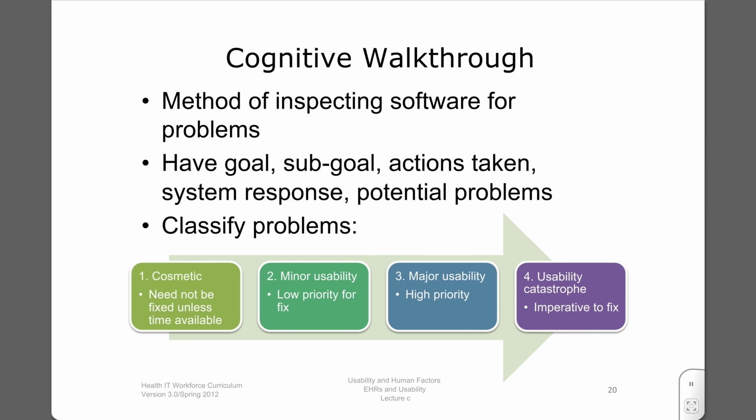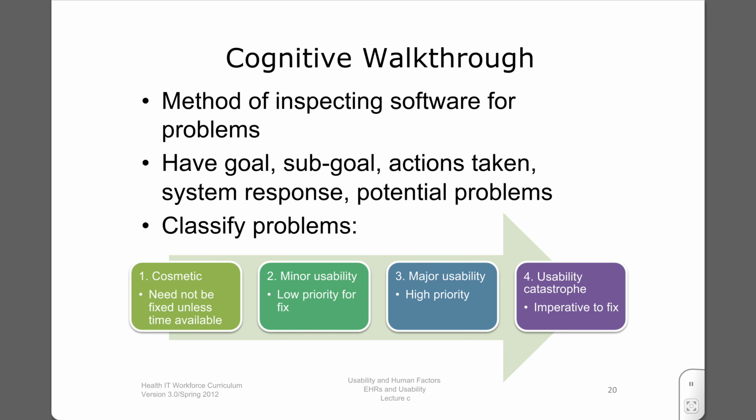Cognitive walkthrough is a method of inspecting software for problems by having an expert evaluator use the system for a typical task. As the expert carries out the task, he or she makes note of each goal and sub-goal, each step, what information a user must know to carry out the step, the system's response, any potential problems that could arise, and potential solutions if they are known. These are listed line by line. The expert can classify the problems by degree of severity when reporting them.